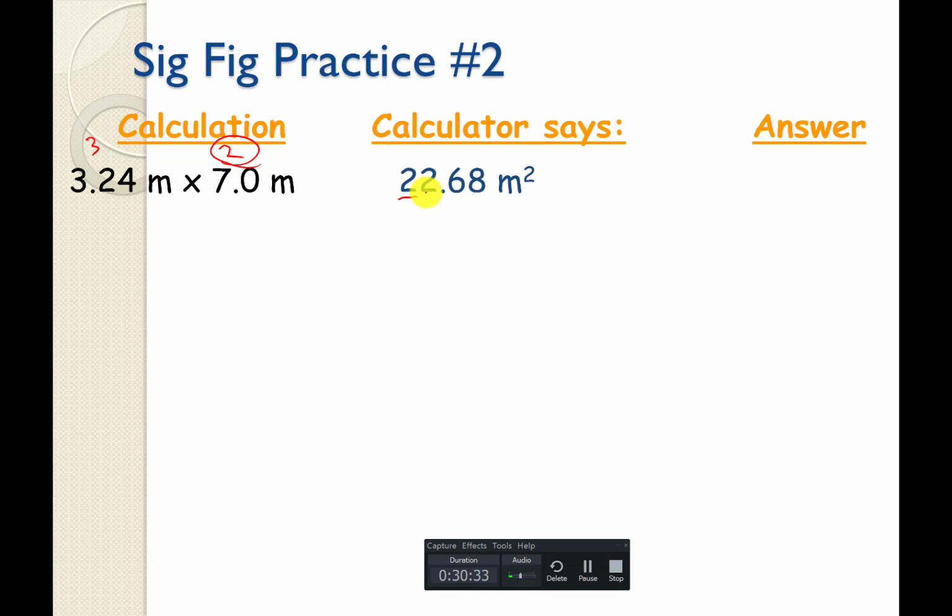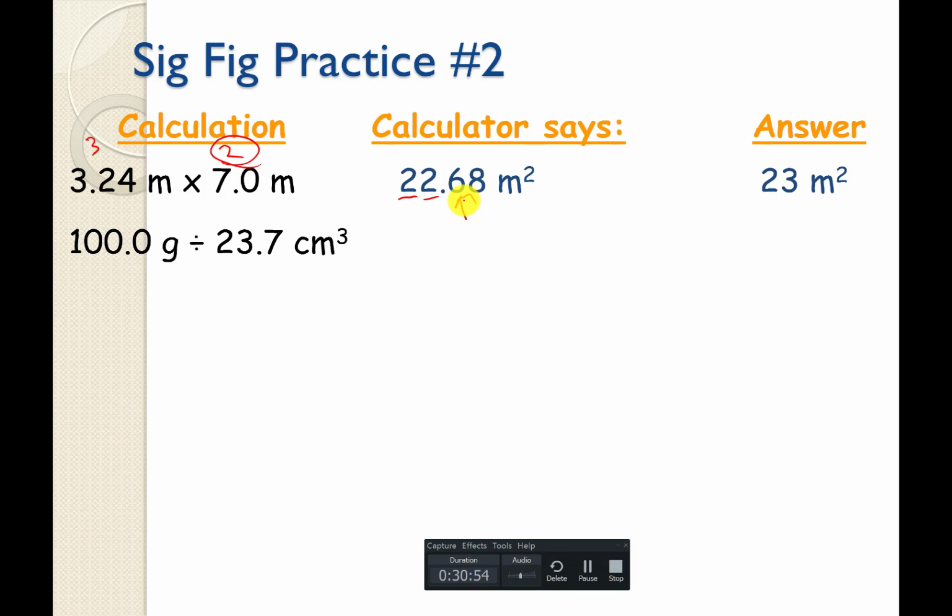So we have 1 significant figure, 2 significant figures, and then 1 non-significant figure that we look at for rounding purposes. This 6 is greater than 5. It is 5 or greater. Therefore, we're going to round the answer up, and we get an answer of 23 meters squared.